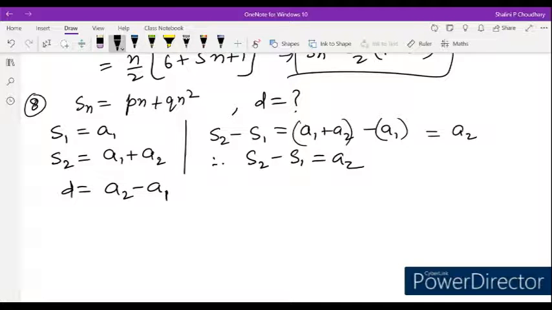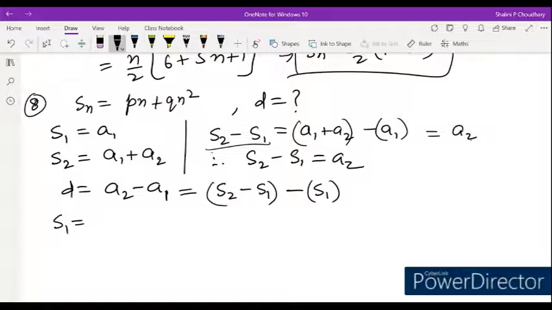Okay, now first of all we have to find out the value of S1, S2 and all. So for A2, can we write S2 minus S1 will be equal to A2. And S1 will be equal to A1. Okay, now we have to find out S1.